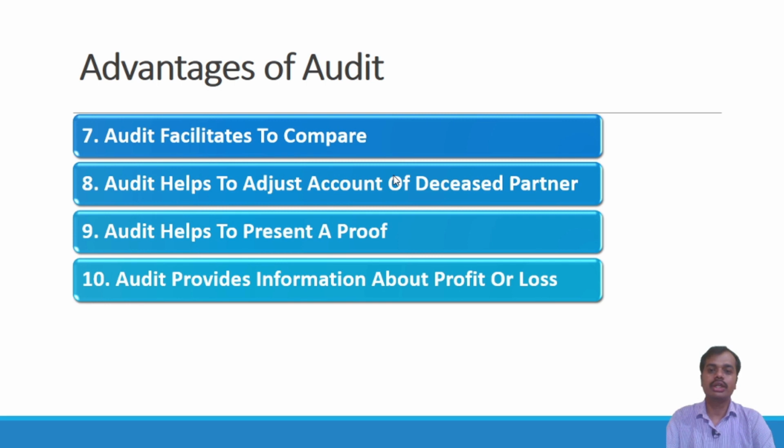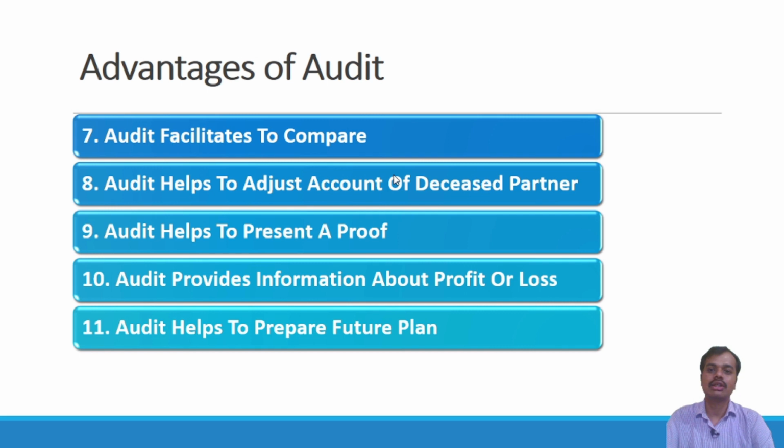Next is audit provides information about profit or loss. A businessman wants to know profit or loss of the business after a certain period of time. So, the owner of the business can get information about profit or loss after auditing the books of accounts. Next is audit helps to prepare future plans. All the audited statements remain true and correct. Such true and correct accounts help to prepare the future plans.